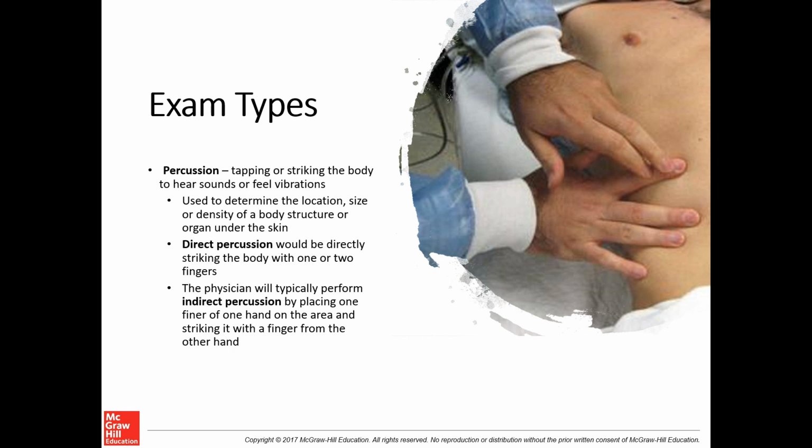Percussion is a tapping or striking of the body to hear sounds or feel vibrations. It's used to determine the size, location, or density of a body structure or organ underneath the skin. You may have seen a doctor put their hand on your belly and then kind of tap on top of their hand. That would be something called indirect percussion, where they place the hand over top and then strike their hand with the finger. Direct percussion would be directly tapping with one or two fingers right on the skin or body.